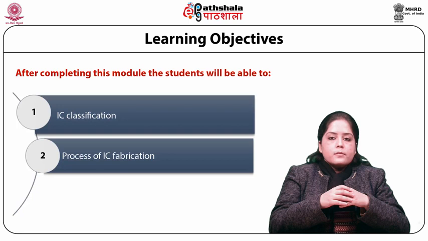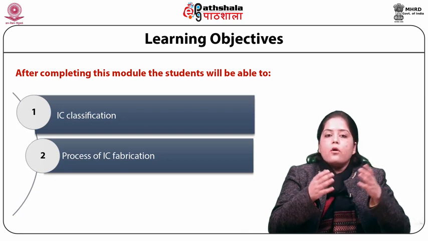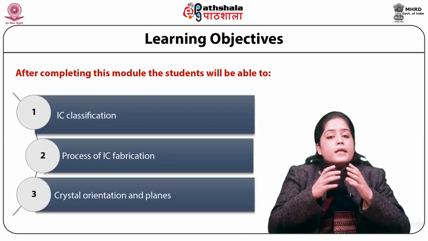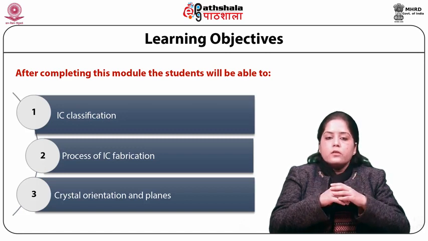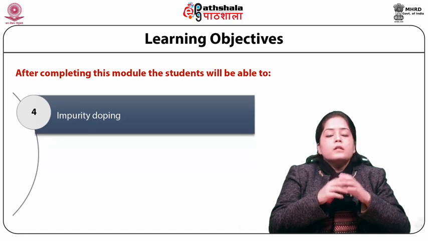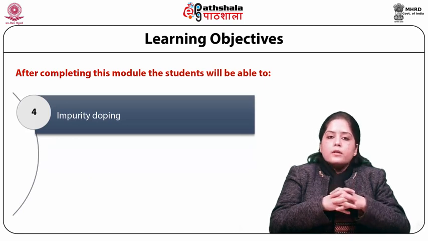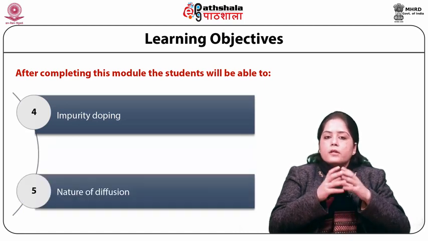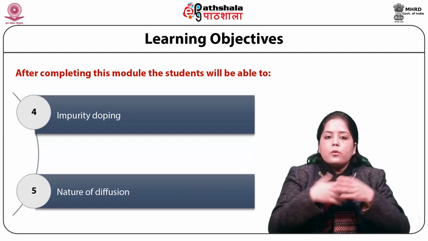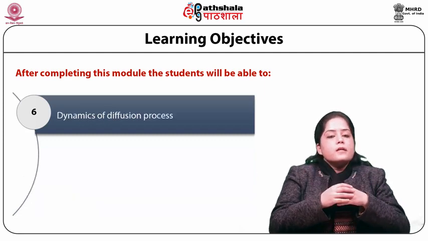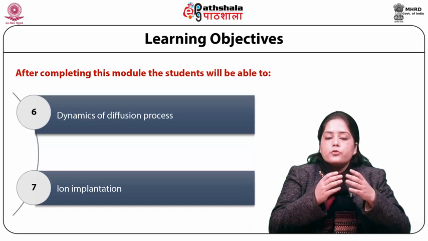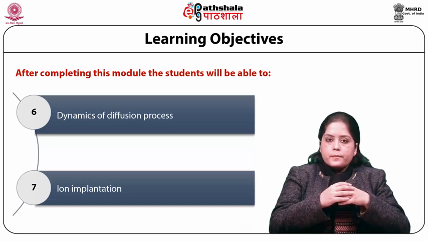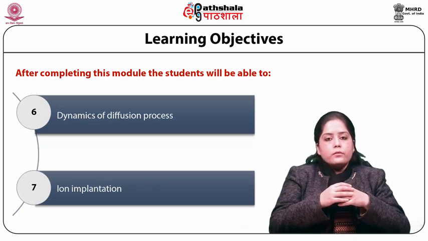First, we will discuss the classification of ICs. Next, the detailed process of IC fabrication will be discussed. Thirdly, we will discuss impurity doping. Next, we will discuss the nature of diffusion. Next, the dynamics of the diffusion process will be discussed in this module.